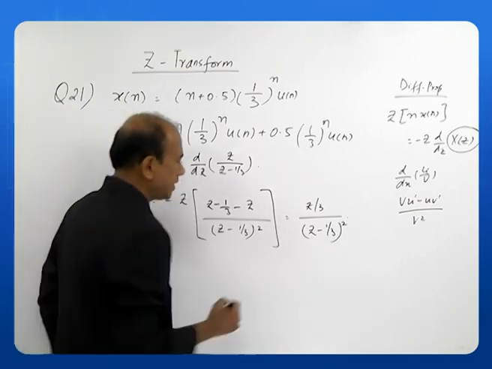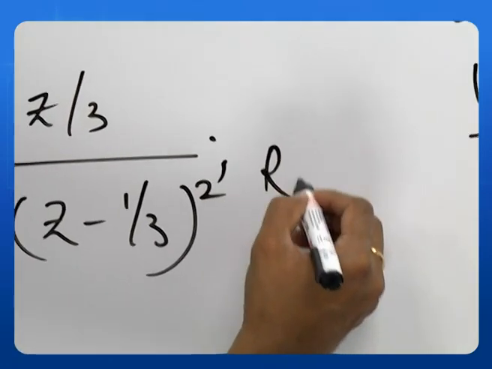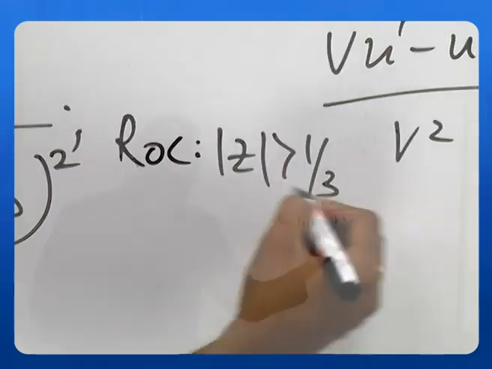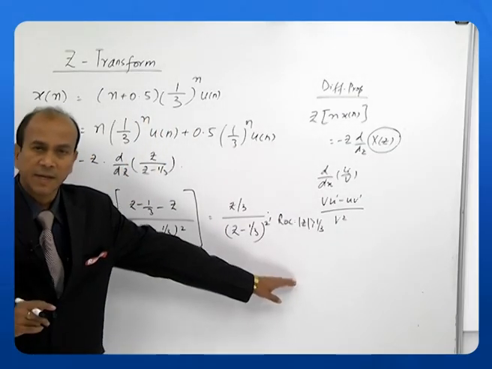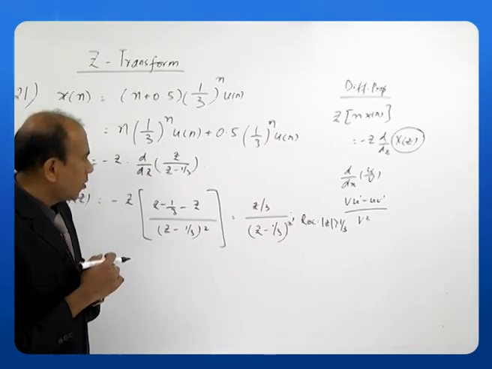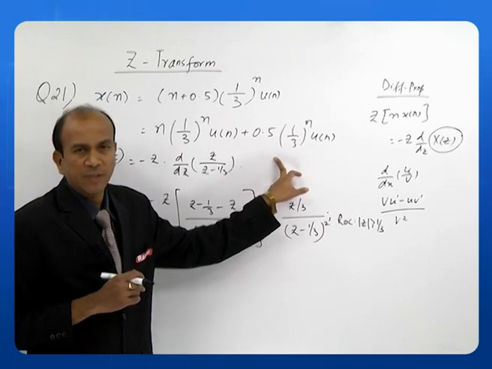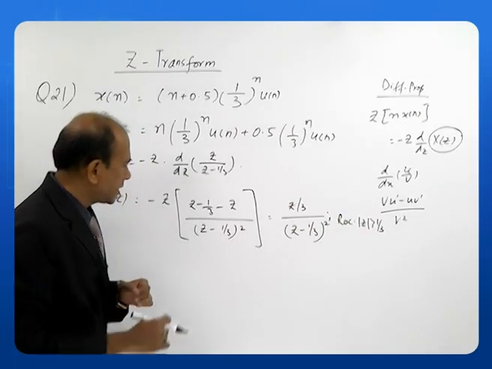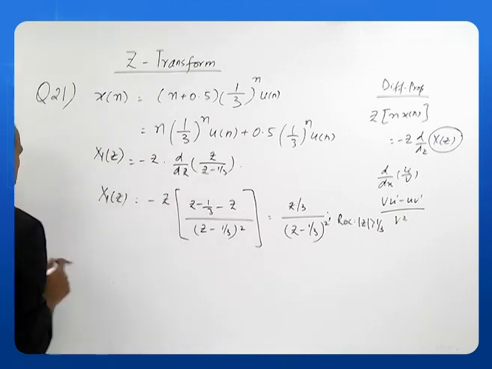So what is the ROC for this? The ROC for this is z greater than 1 by 3. Now this is the x1 of z. Now similarly we have to find out x2 of z. We said this is x2 of n. We have to calculate what is x2 of z. So let us write down what is x2 of z here.